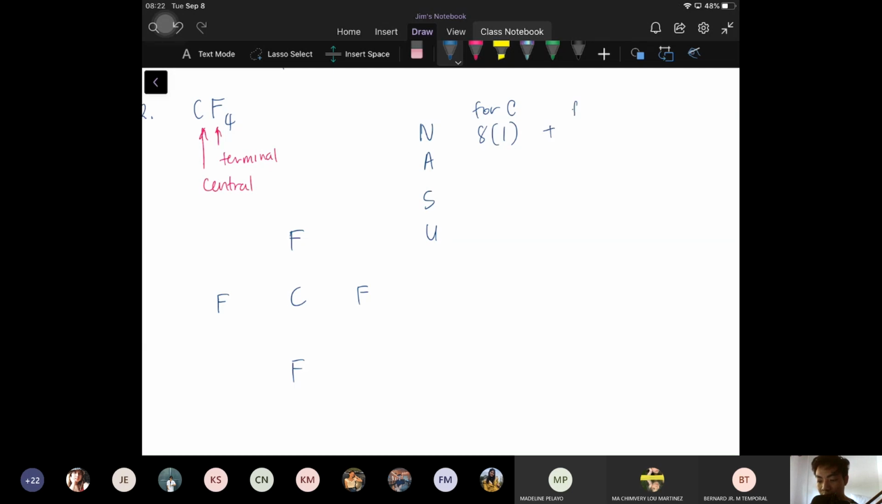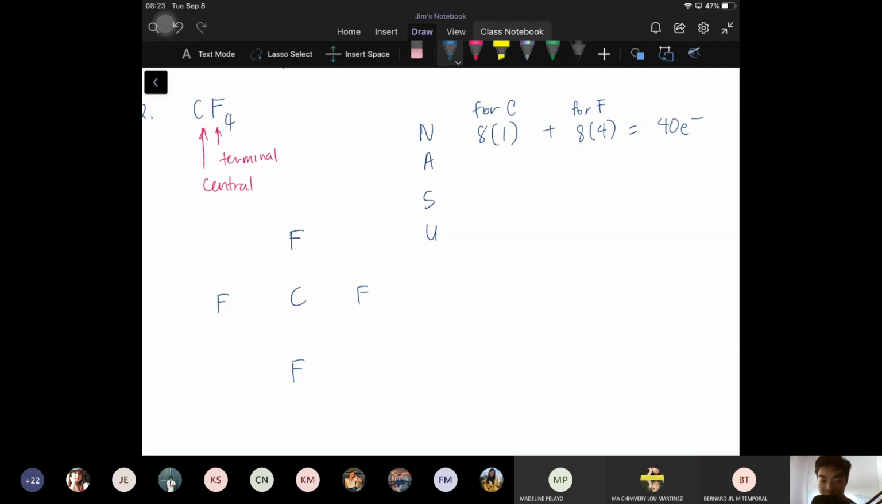For fluorine, ano yung kanyang fina-follow? Nagpo-follow ba siya ng octet rule? Yes then, because fluorine is in the p orbital, no? So as long as nasa p orbital, it should follow the octet rule, no? Most of the time. So 8 times how many fluorine atoms? 4. So all we have to do is just to add them up, no? So 8 plus 8 times 4. So that's just 8 times 5, 40 electrons. So there should be 40 electrons in our molecule now.